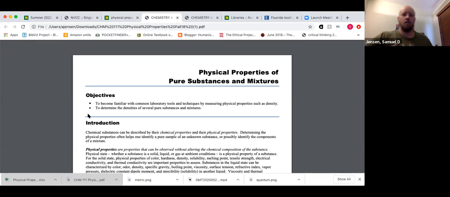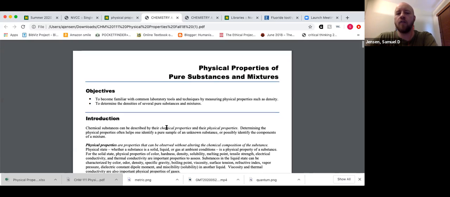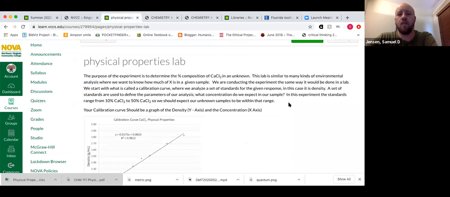We are assuming that the purpose is similar to what we would do if we were in the lab. Our purpose is to analyze the sample for the concentration. We want to get at the concentration of an unknown. So that is the purpose here: to determine the percent composition of a calcium chloride unknown.